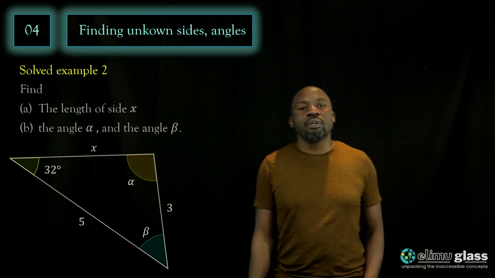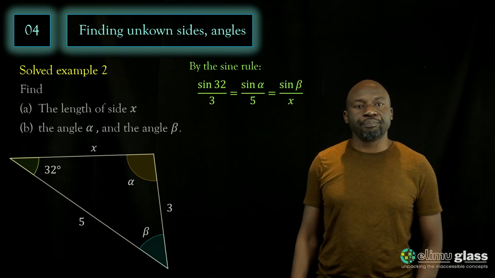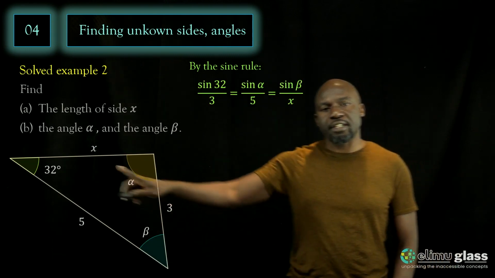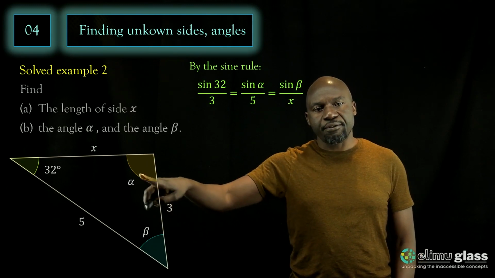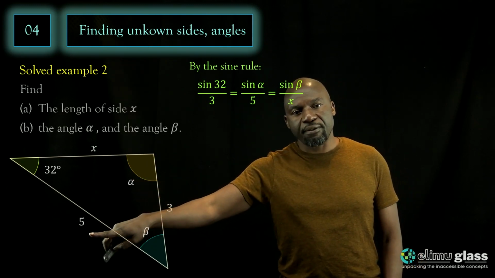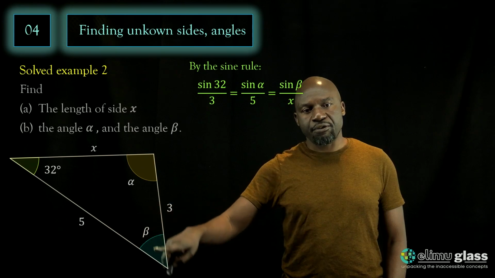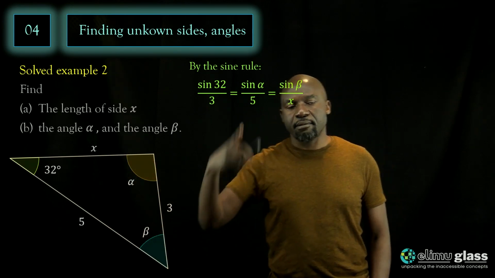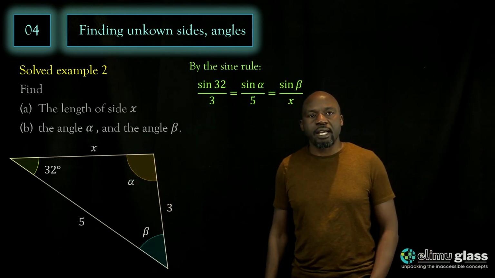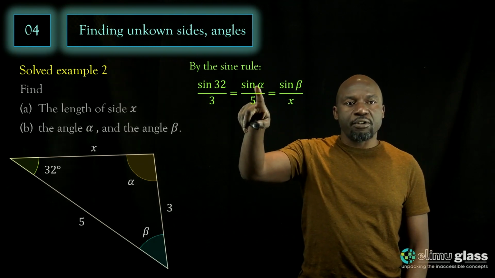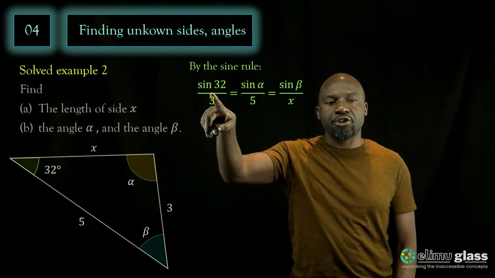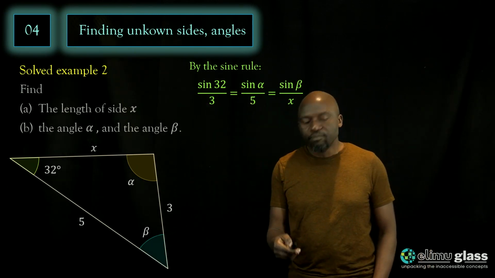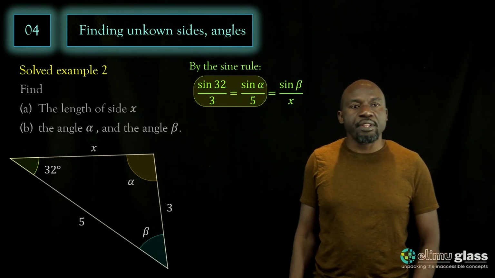So again, we just make use of the sine rule. We know sine of 32 divided by 3 must be sine of alpha divided by 5, which must also be equal to sine of beta divided by x. As simple as that. All right, so we can start by looking for sine of alpha. So we just need this first ratio and the second ratio there. Okay, let's deal with that only.